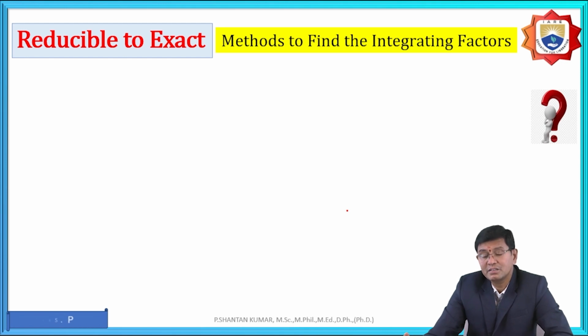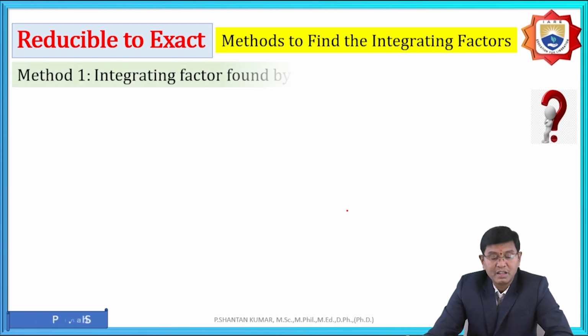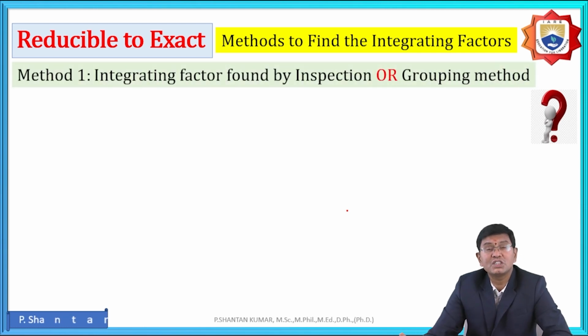Some of the methods are the integrating factor: when the equation is not exact, how to reduce it to exact. Meanwhile, we need to understand some of the methods to reach an exact equation. Here, in total there are 5 methods. One of the methods is, for example, the integrating factor found by inspection. That is nothing but what is also called a grouping method.